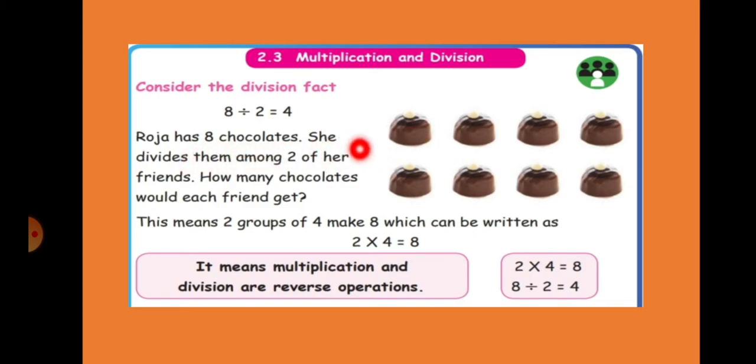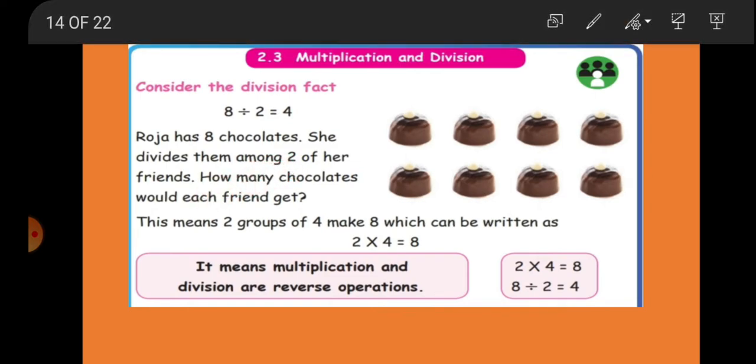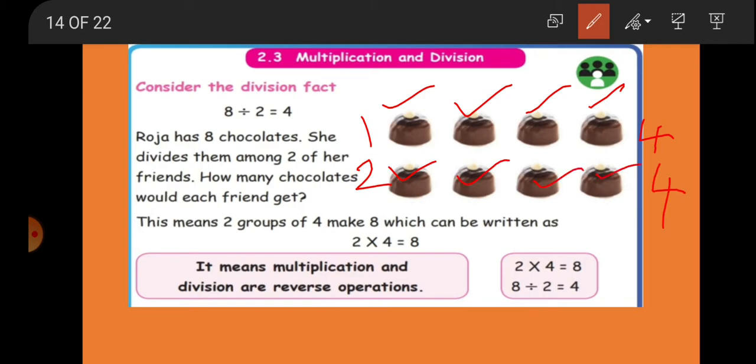Roja has 8 chocolates: 1, 2, 3, 4, 5, 6, 7, 8. She divides them among 2 of her friends, friend number 1 and friend number 2. How many chocolates would each friend get? 1, 2, 3, 4. So friend 1 gets 4 chocolates in total. Friend 2: 1, 2, 3, 4. Friend 2 gets 4 chocolates. So each friend gets 4 chocolates.